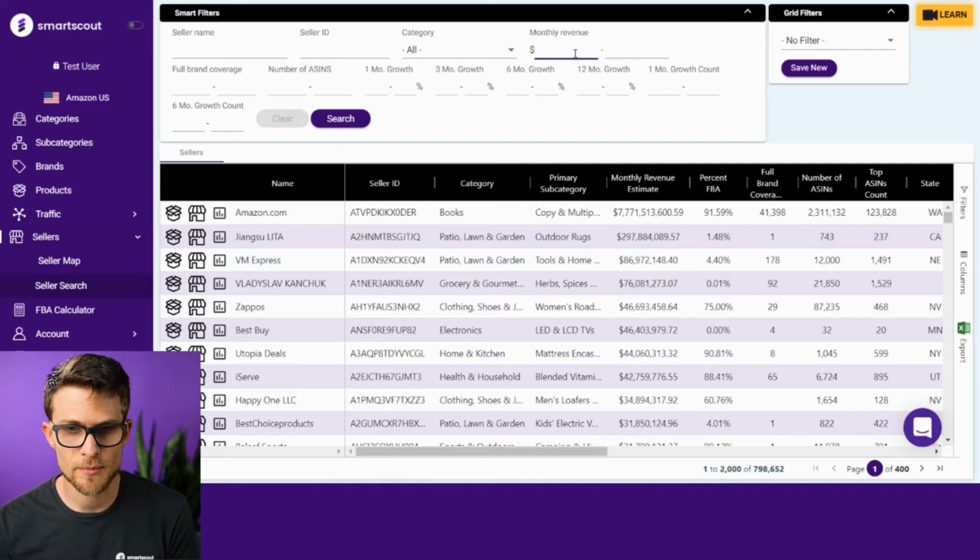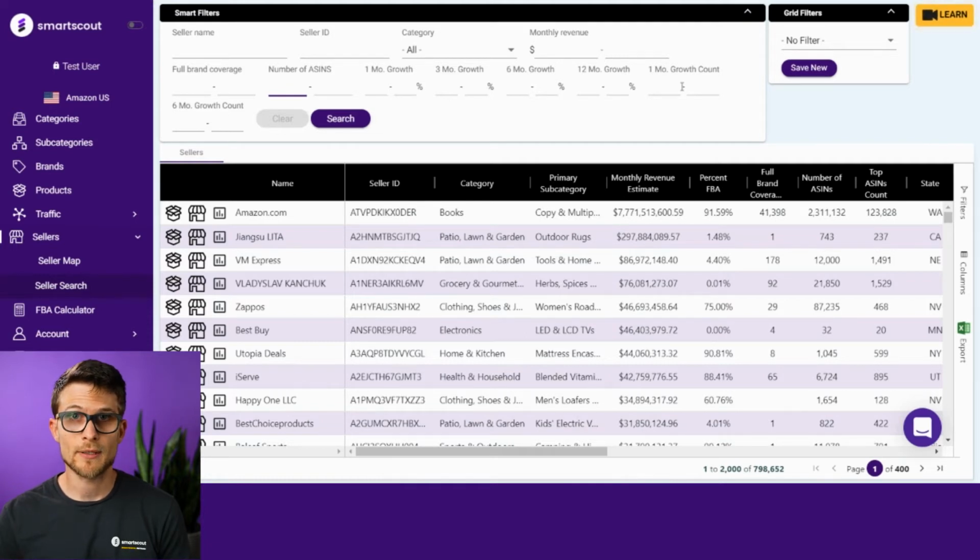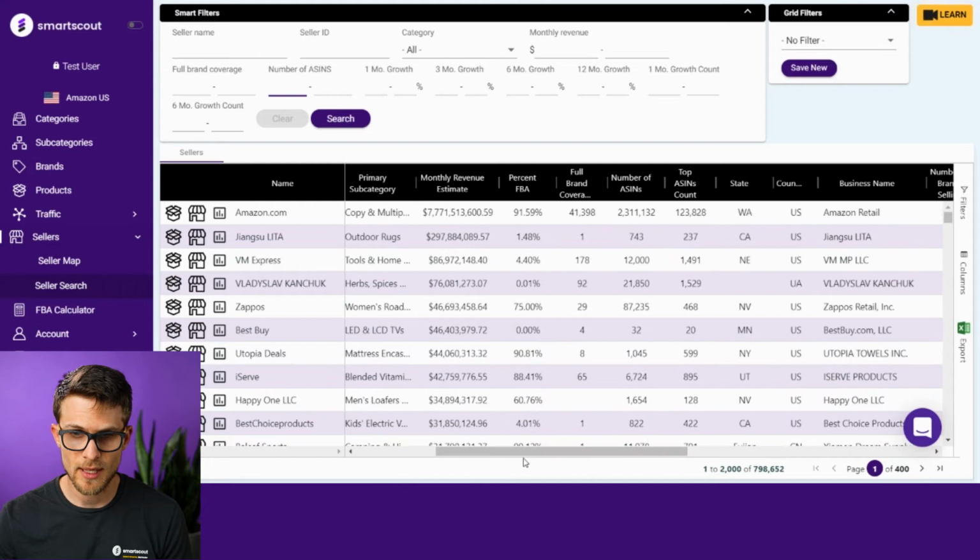And then we have these options for revenue, the number of brands they offer, ASINs that they offer, and of course, as we mentioned, the way to look at their growth. The way that you would use these filters just depends on what you're offering. If we look at these top few sellers here, we can see that there's a lot of different ways that even the very best sellers can run their business.